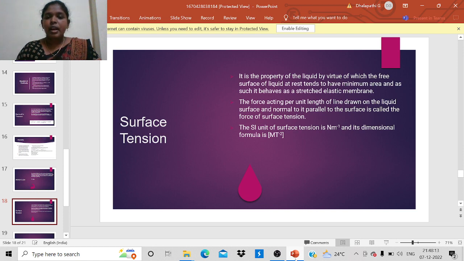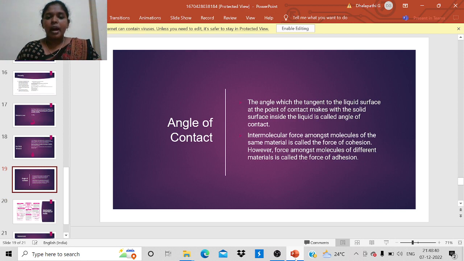Surface tension. A liquid at rest tends to have minimum surface area and behaves like a stretched elastic membrane. Surface tension is the force acting per unit length of a line drawn on the liquid surface. The SI unit of surface tension is newton per meter, N m power minus 1, and the dimensional formula is M T power minus 2.